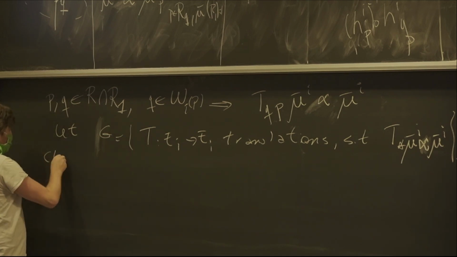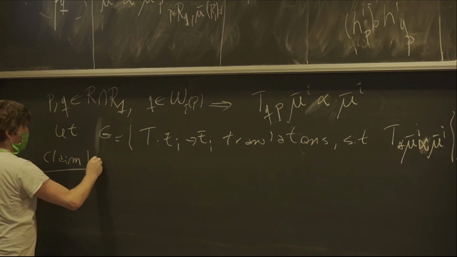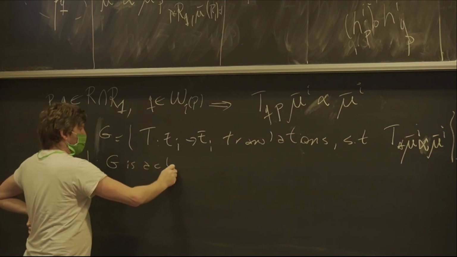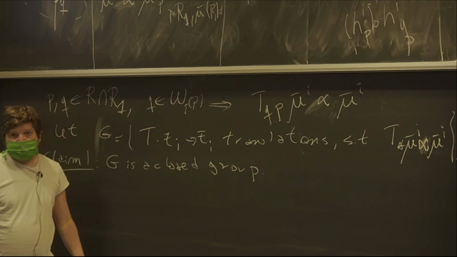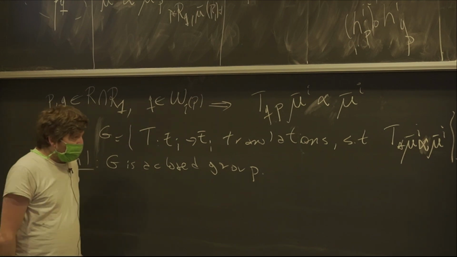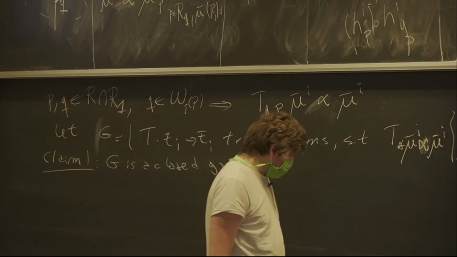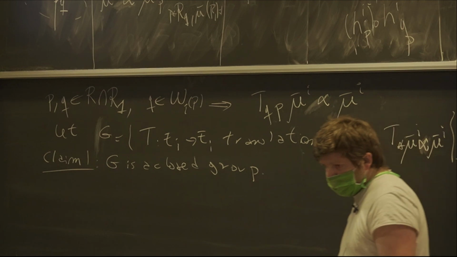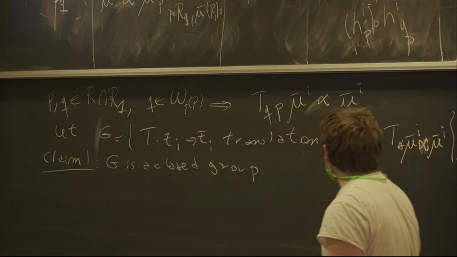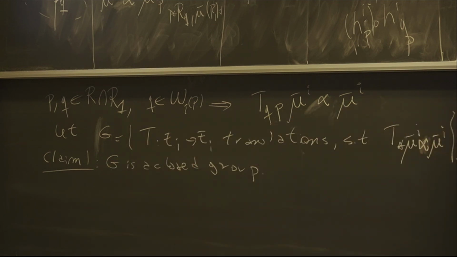Now claim 1, G is a closed group. This requires a little bit of work, it's almost a triviality. So let me see how we are doing on time. Okay, I don't have infinite time. So probably will go back to this group next time, and then I will prove this claim 1.